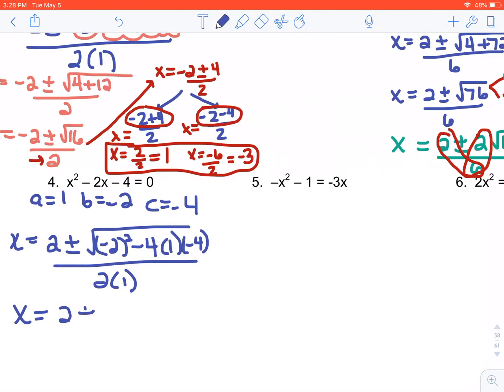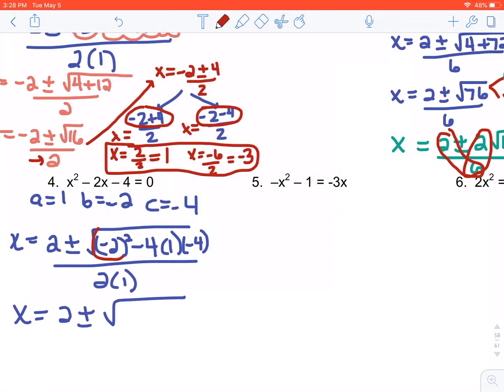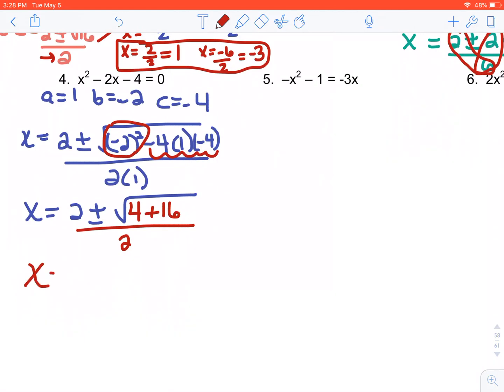Now I'm simplifying underneath the square root. Thinking about that square part first. Negative 2 squared is 4. Multiplying those three numbers back. Negative 4 times 1 times negative 4 is 16. Dividing on the bottom, 2 times 1 is 2. Next step, keep the 2 in front, keep the 2 on the bottom, but add 4 and 16 together. 4 plus 16 makes 20.